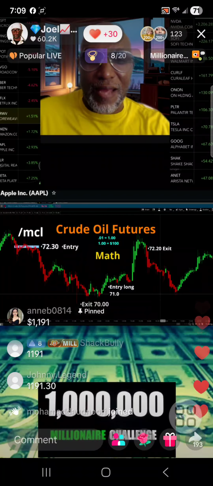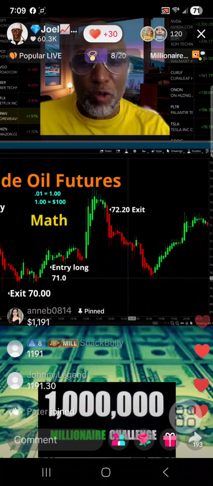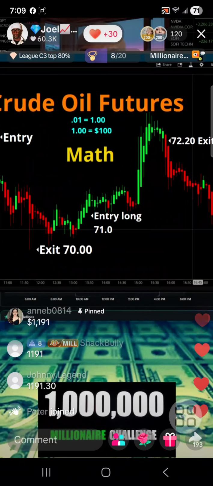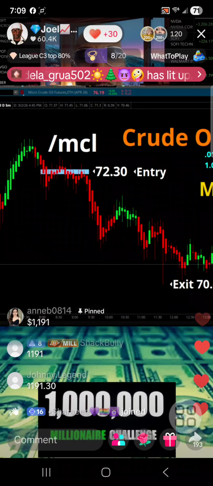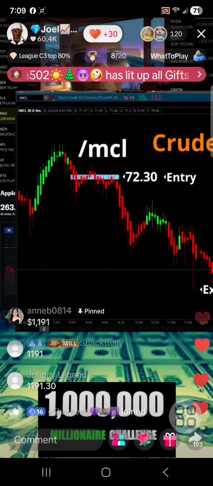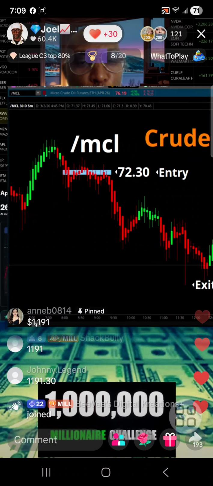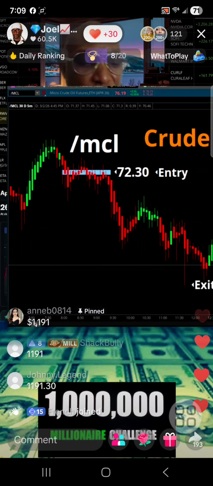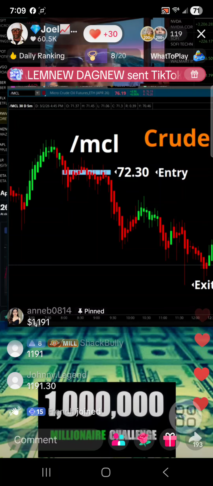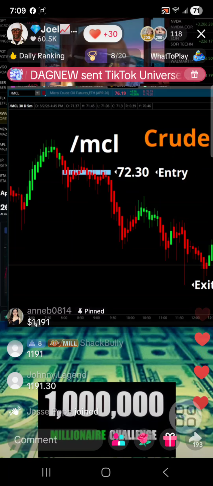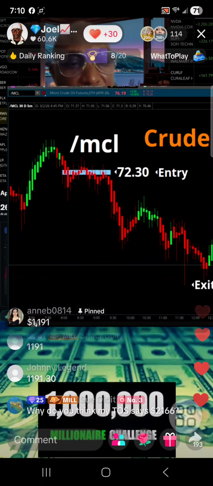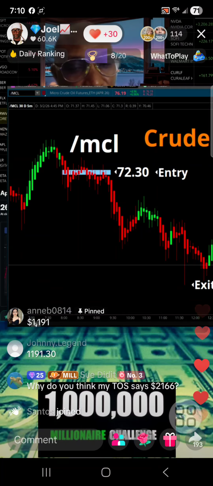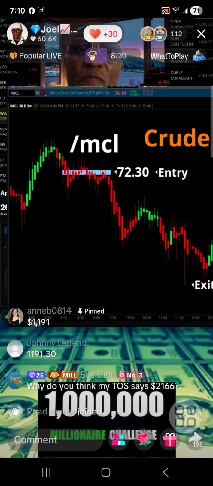When you buy that oil futures, let's get a little funky with it. If you want to pull up the crude oil futures, you have to type in /MCL. We're going to do some funny math now.